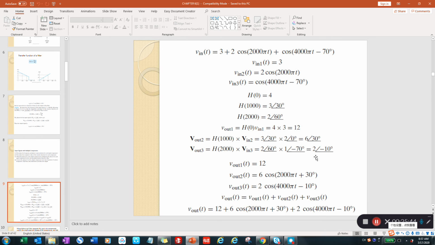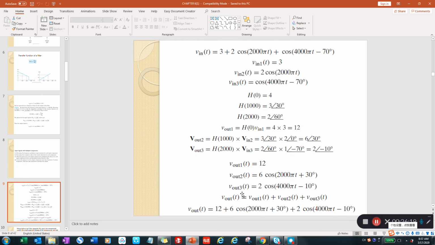Then we do the phasor multiplication. We will get our output component, which will be 2, -10. Then we know the sinusoidal representation for each of the output components will be, for output 1, 12. For output 2, it is 6 cosine 2000 pi t plus 30 degrees. You can see the amplitude changed, the phase angle changed, but the frequency won't change.